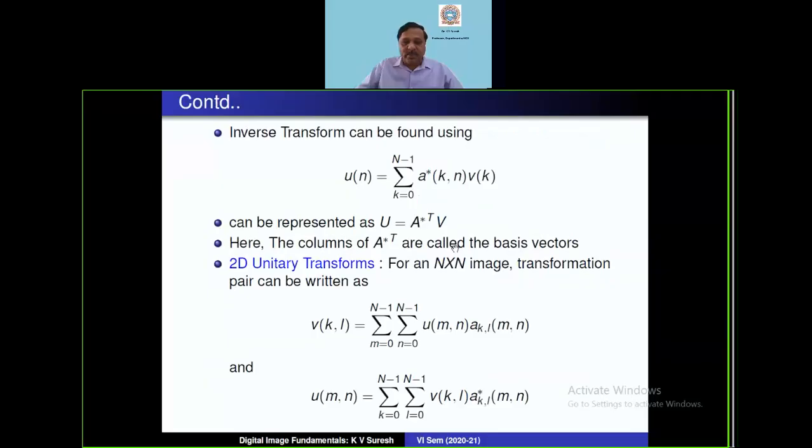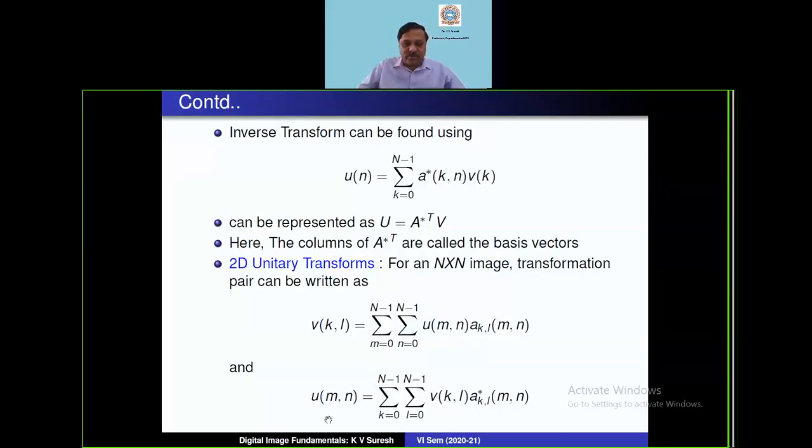Whereas now your image itself has two dimensions. So m and n are the spatial domain variables. K and L are the transform domain variables. That is why you have totally four variables now. M, N in the spatial domain, K and L in the transform domain. So your basis function will depend on all these four variables.